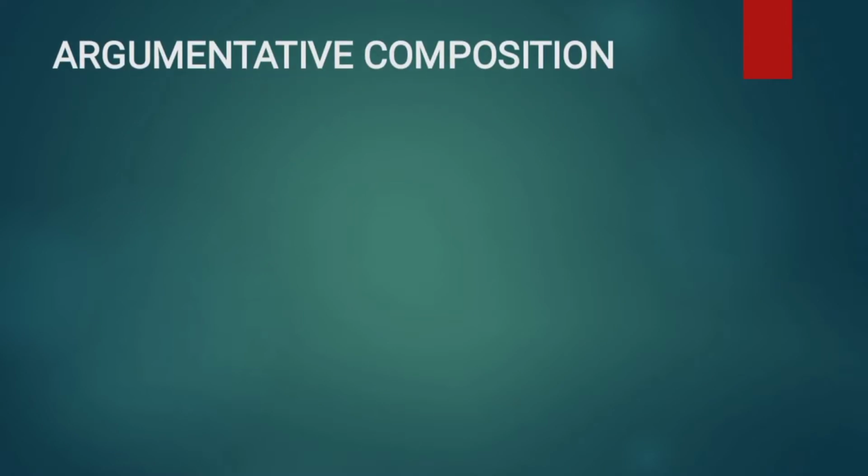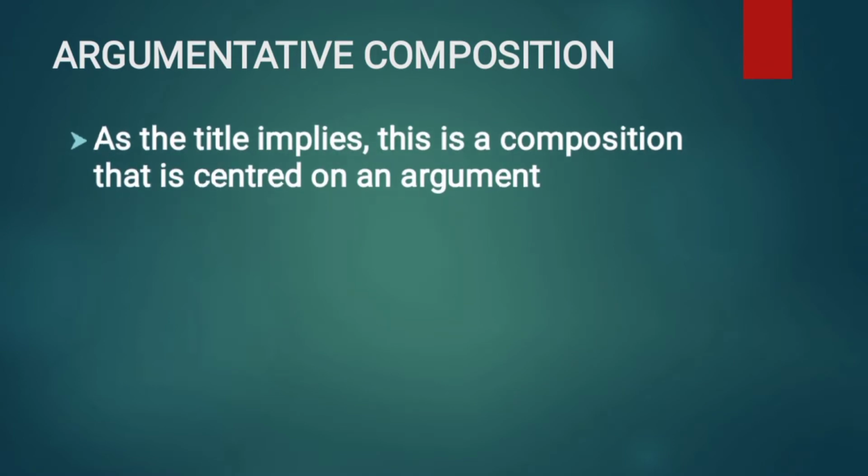So we are looking at another type of composition that comes in paper 1, which is argumentative composition. Argumentative composition is centered on an argument, just as the title implies. So it is based on an argument. Firstly, you will be given a motion or a title. You'll be told to argue for or against that same title.